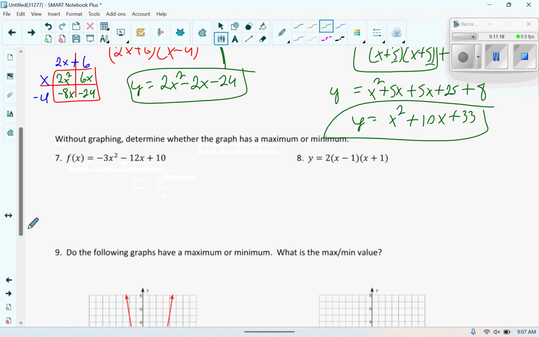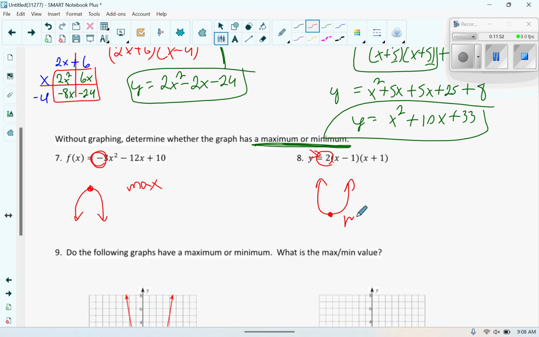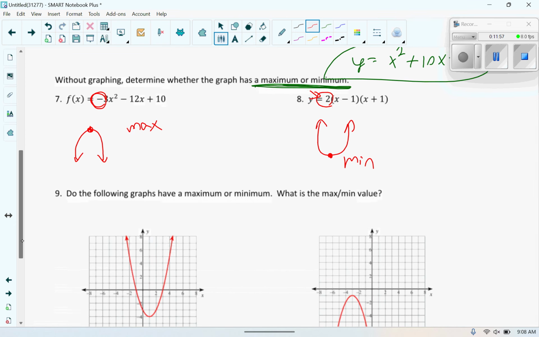Okay. So we kind of talked about this, but I want to make sure that you know this. Without graphing, I want you to be able to see: does it open up? Does it open down? Does it have a maximum? Does it have a minimum? Anytime this is negative, it's going to open down. And anytime it opens down, it's going to have a maximum. This one, because it's positive, even though it's a different form, that's okay. That first thing that you see is positive. That's going to make your parabola open up, and that's going to give you a minimum. So I don't need to graph it to know it just from that first thing that I see.